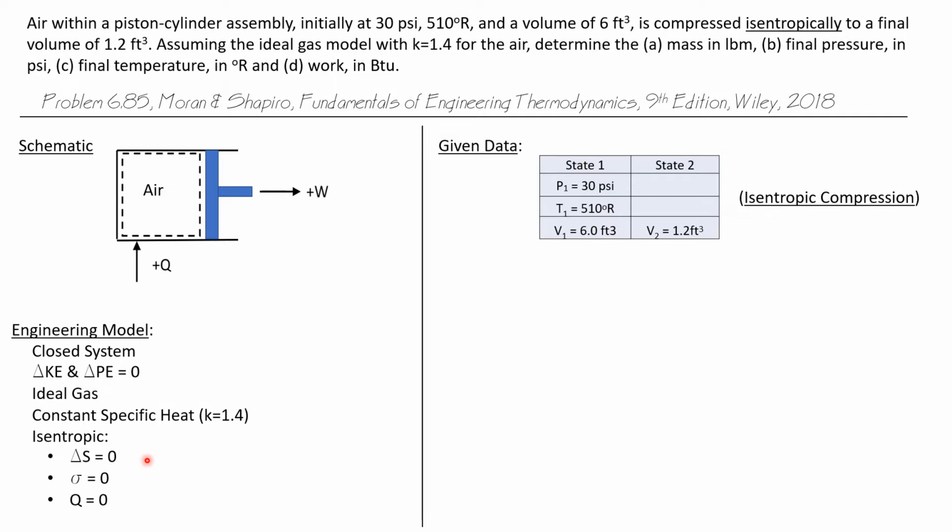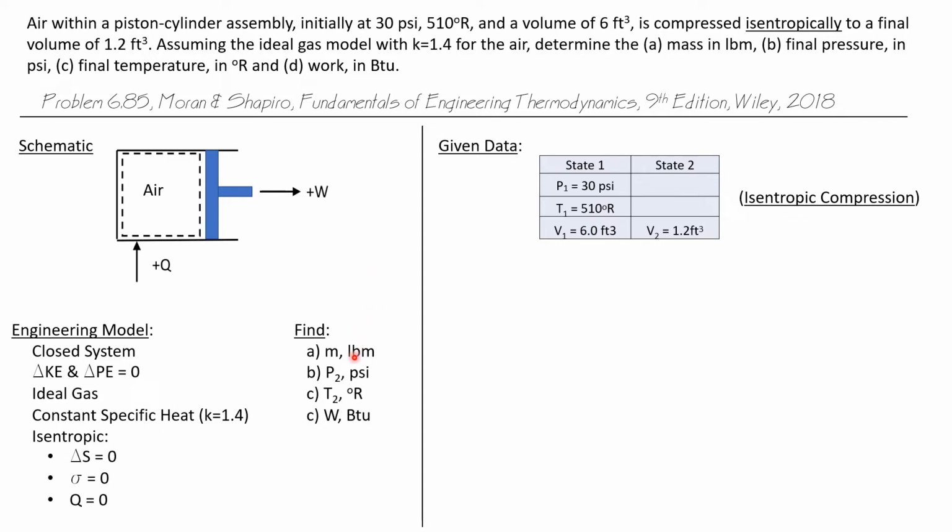Isentropic, as you'll recall from a previous lesson, has 3 components. The change in entropy during the process is 0. The entropy production during the process is 0. And the heat transfer is 0. So it's a constant entropy problem. It's a reversible process because there's no entropy production. And it's an adiabatic process. And if we did not understand this concept of the isentropic process, we would not be able to solve this problem.